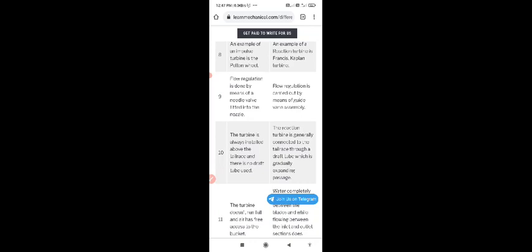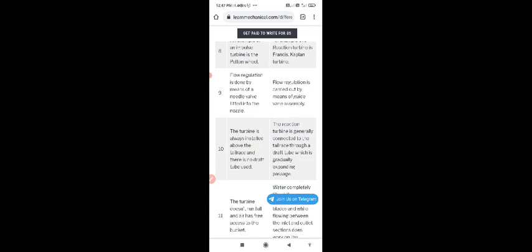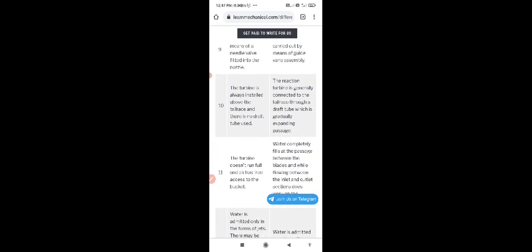Ninth point, for impulse turbine, the flow regulation is done by means of a needle valve fitted into the nozzle. In reaction turbine, flow regulation is carried out by means of guide vane assembly. In 10th one, in impulse turbine, the turbine is always installed above the tail race and there is no draft tube used. The reaction turbine is generally connected to the tail race through a draft tube, which is a gradually expanding passage.